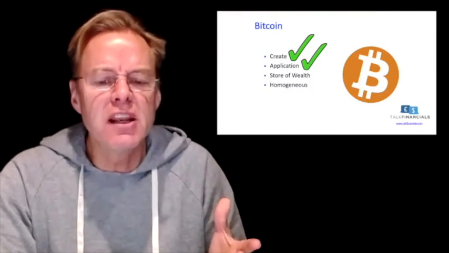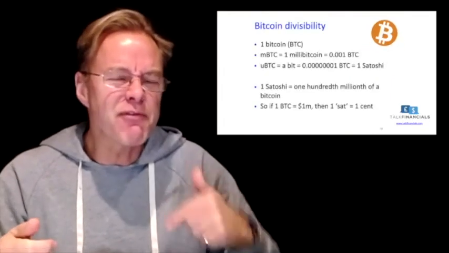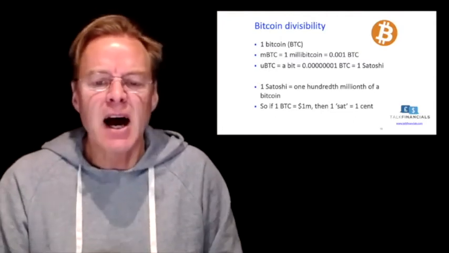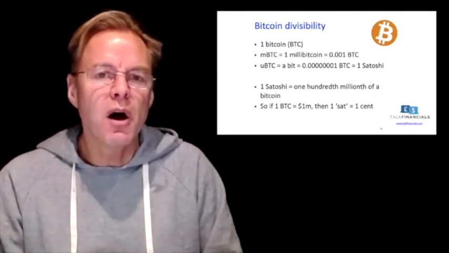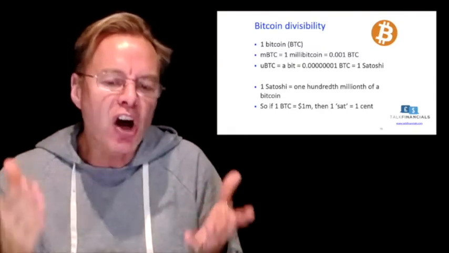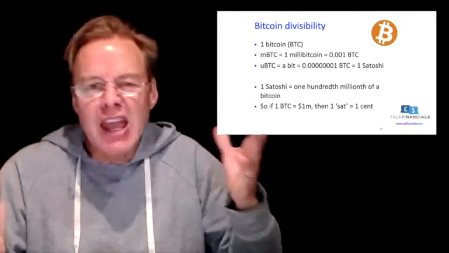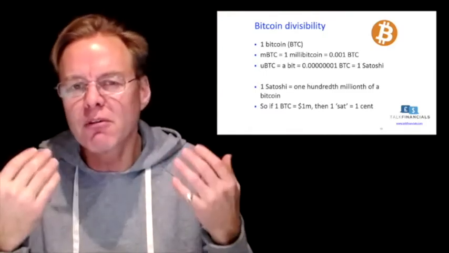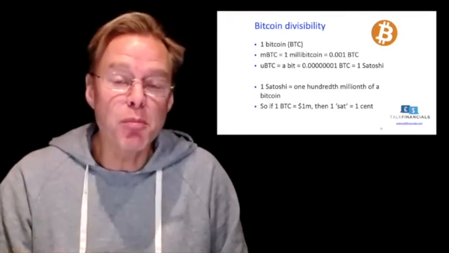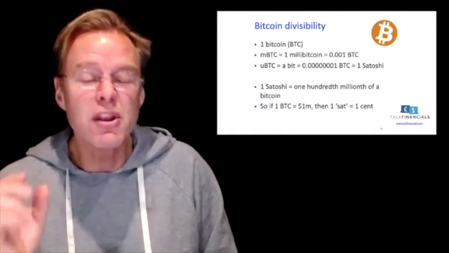Let's look at homogeneous. Is it homogeneous? Is it fungible? Well, if I give you a Bitcoin and you give me a different Bitcoin, that's fine. A Bitcoin is a Bitcoin, so it's certainly homogeneous. And it's also divisible. It's actually divisible down to 1 Satoshi. 1 Satoshi is 1/100 millionth of a Bitcoin. So if Bitcoin is trading, and today it's round about $30,000 when I'm recording this, you might think, I don't want to buy a Bitcoin, I haven't got $30,000. Well, it's not a problem. You don't have to buy a whole Bitcoin. You can buy a little bit of a Bitcoin. You can buy a Satoshi or a number of Satoshis.